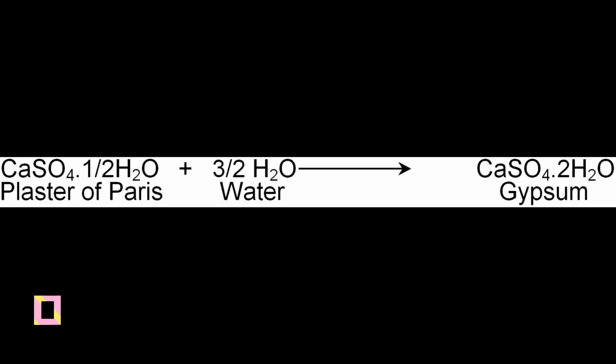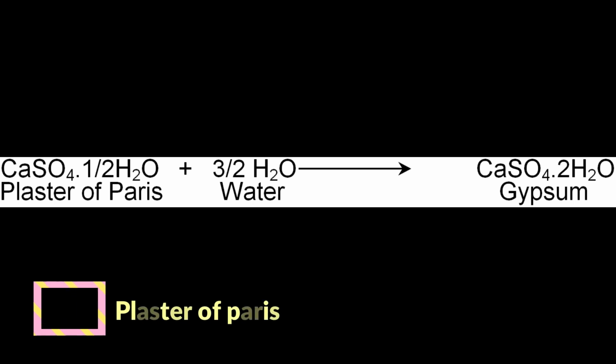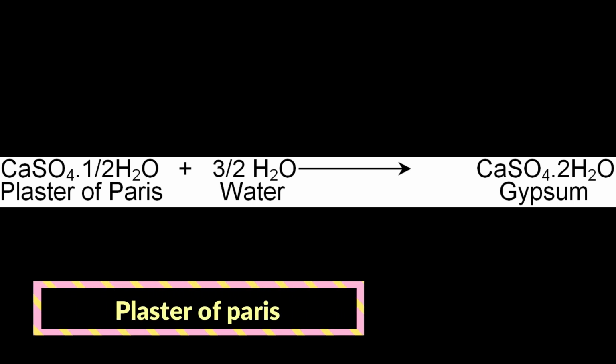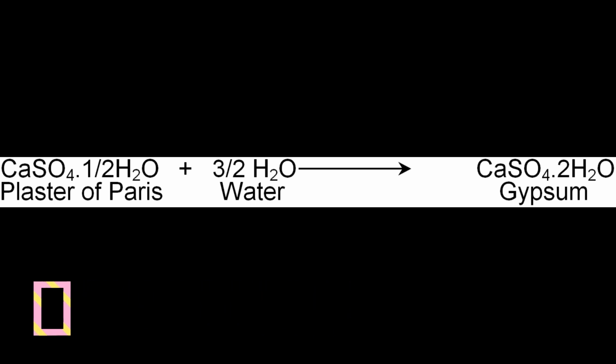Plaster of Paris, or as we call it, POP. We get POP from something called gypsum. CaSO4 dot half H2O is the plaster of Paris that is formed with water using gypsum, whose chemical formula is given as CaSO4 dot 2H2O.